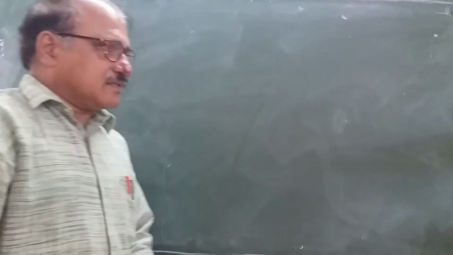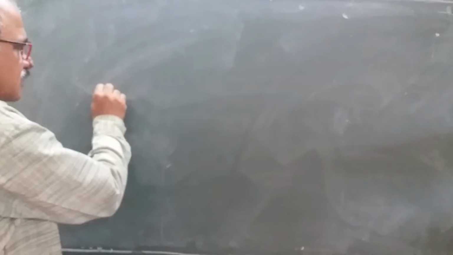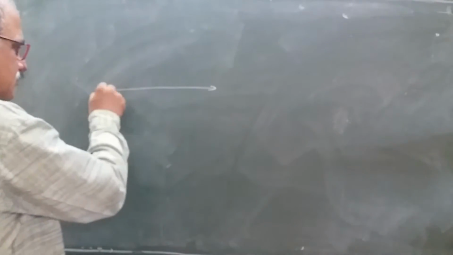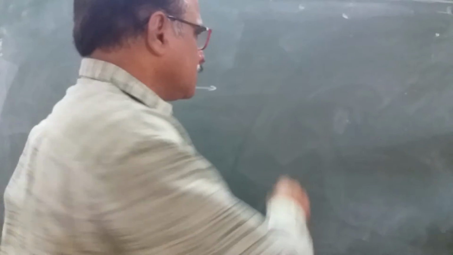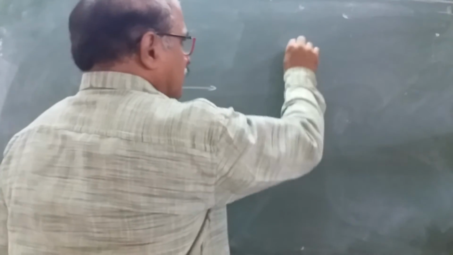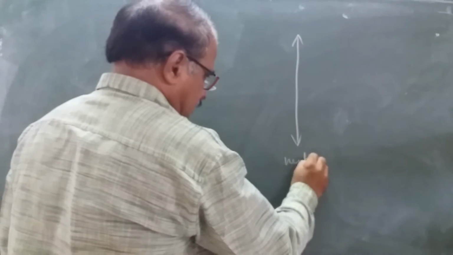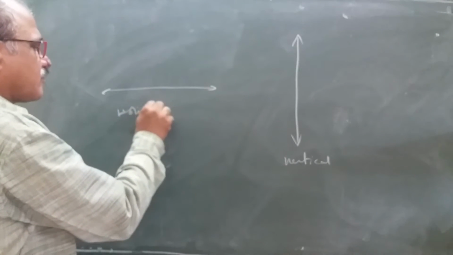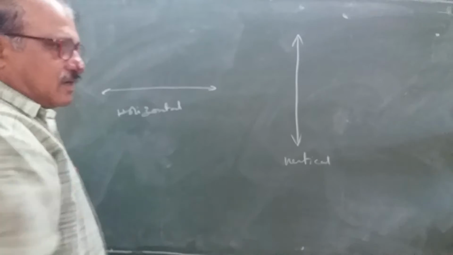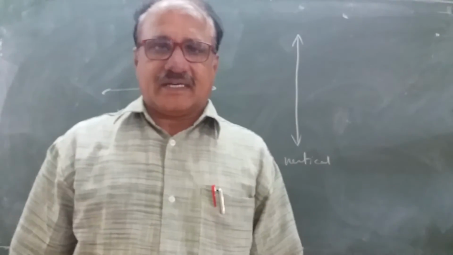In straight lines, a horizontal line, which is parallel to the earth, is called a horizontal line, and a line which is perpendicular to the earth is called a vertical line. Horizontal line and vertical line.